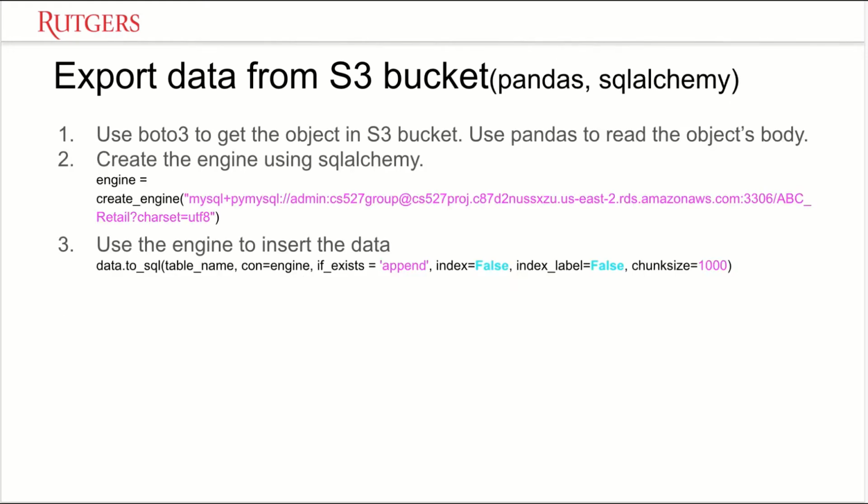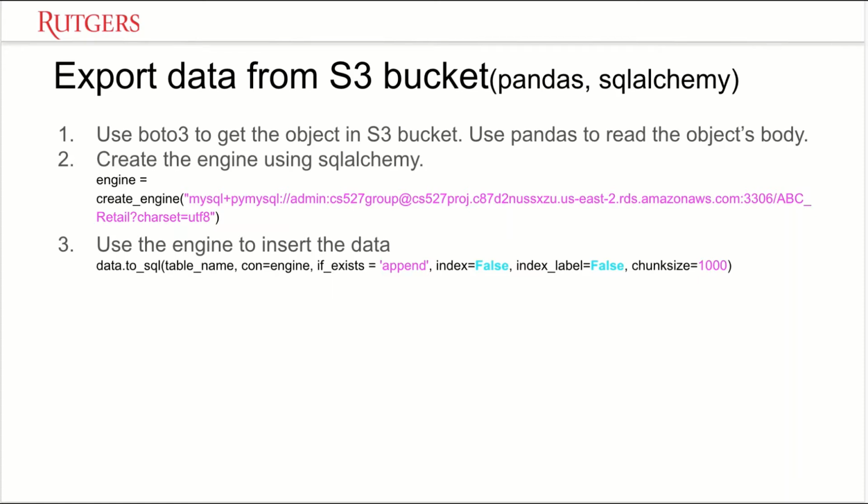So the third approach will be using pandas and SQLAlchemy. We use Boto3 to export data from the S3 bucket and use pandas to get the byte stream, and combine SQLAlchemy and PyMySQL to create an engine to insert the data into the database.